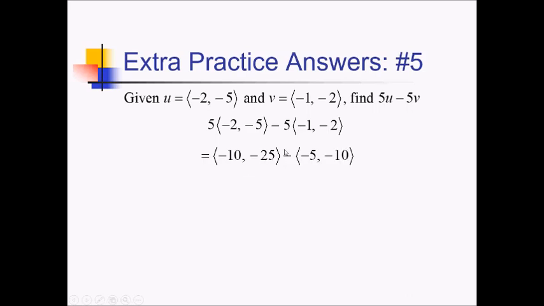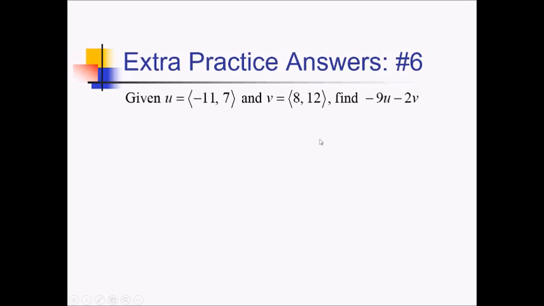At this point, I'm going to just subtract the x's and the y's separately. So I've got negative 10 minus negative 5, so negative 10 plus 5, and negative 5 plus 10, or negative 25 plus 10. So negative 10 plus 5, that's going to give me negative 5 for the x value of my final vector, and for the y value, I end up with negative 15.